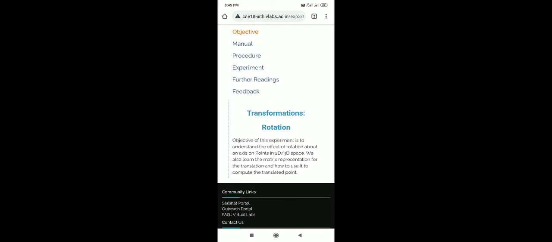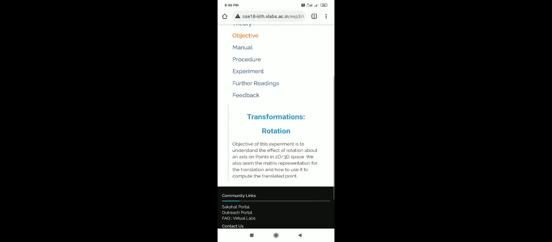Objective. Transformation rotation objective. The objective of the experiment is to understand the effect of rotation about an axis on points in 2-dimension or 3-dimension space. We also learn the matrix representation for the translation and how to use it to compute the translated point. Manual. The transformation rotation manual you can download and see.